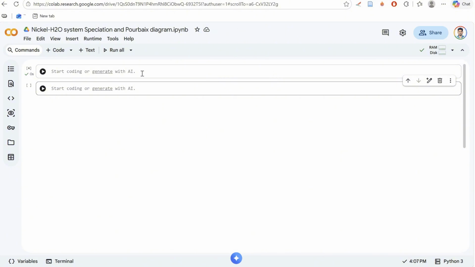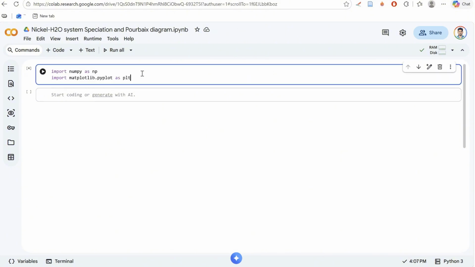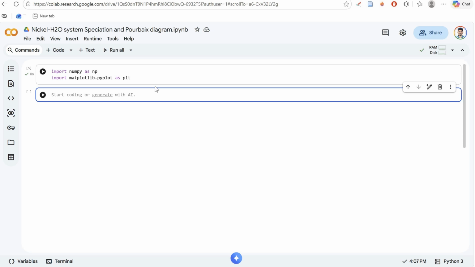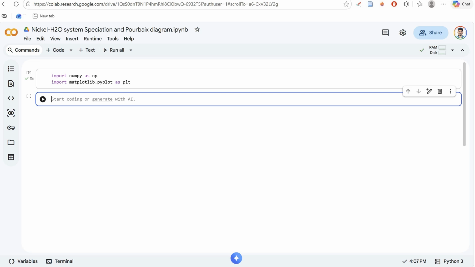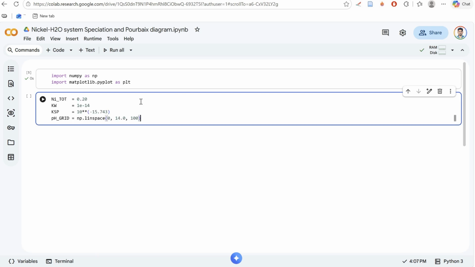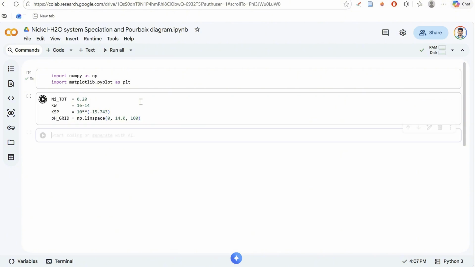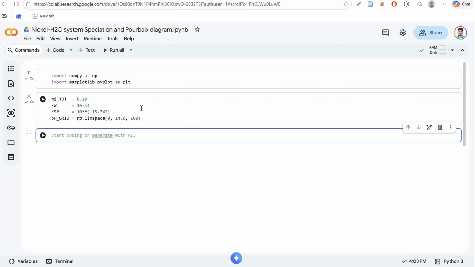The first step is to get to a Python IDE. I'm using Google Colab and importing important libraries, NumPy for numerical computation and Matplotlib for plotting. Next, we define our constants. The total nickel concentration is set to 0.2 molar. The water dissociation constant, Kw, is 1 times 10 to the power negative 14, and the solubility product, Ksp, is 10 to the power negative 15.743. We also define a pH grid of 100 evenly spaced points ranging from pH 0 to 14.